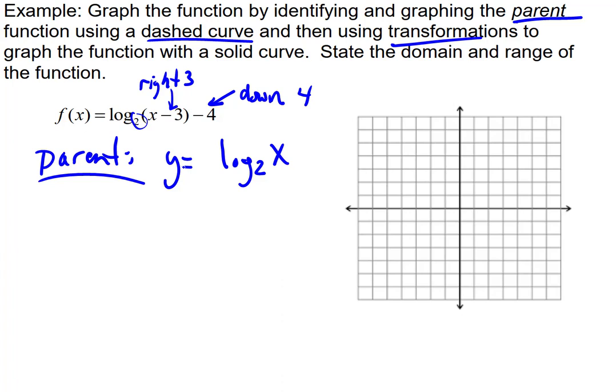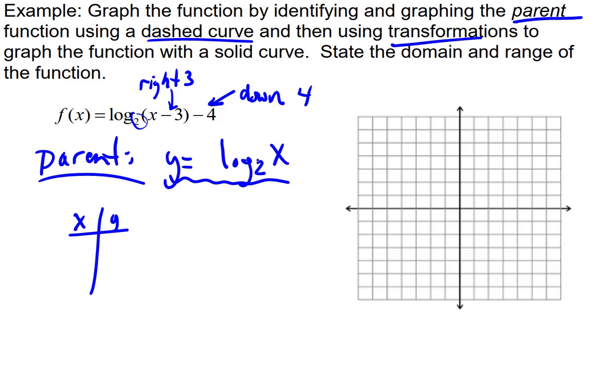Now with a parent of y equals log base 2 of x, it's actually a little tricky to go right from even that simple parent function to a graph. We'd rather utilize what we already know about exponentials and make an xy table, but convert the parent function to exponential form. It's just much easier to think that way with what we're used to.